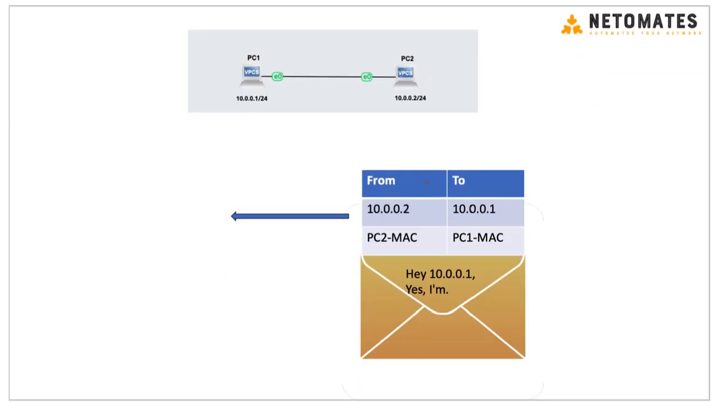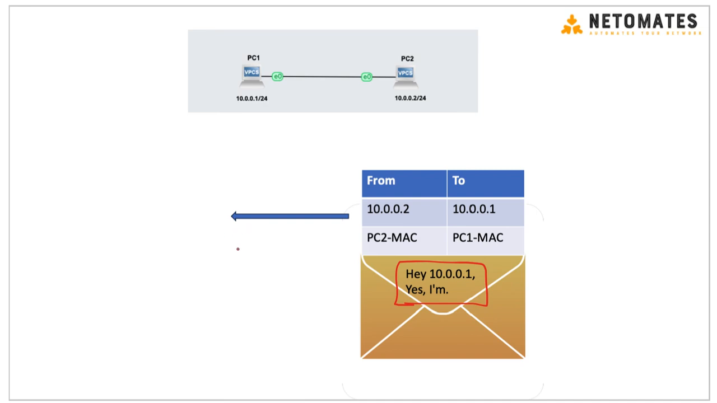Once it reaches PC2, PC2 will reply back. When it is replying back, what will be the from address? 10.0.0.2, because now PC2 is replying back. The to address will be 10.0.0.1 and the data inside that packet will be, "Hey 10.0.0.1, yes I am here." This way PC1 can check whether PC2 is alive and working or not.